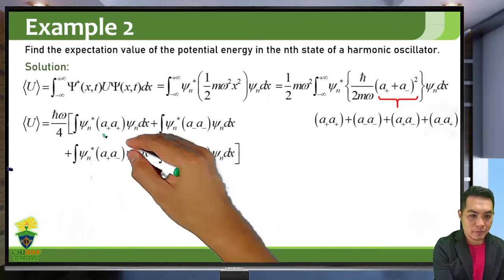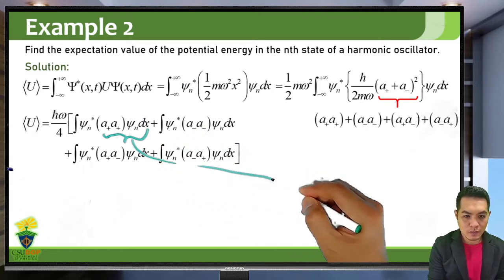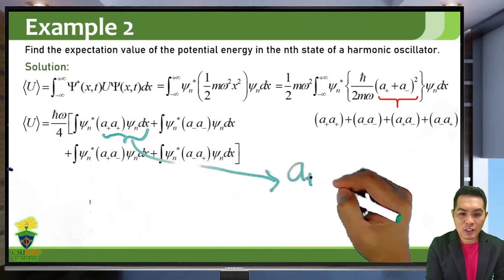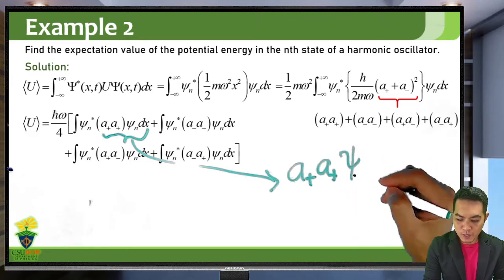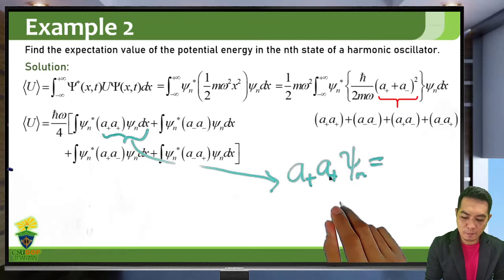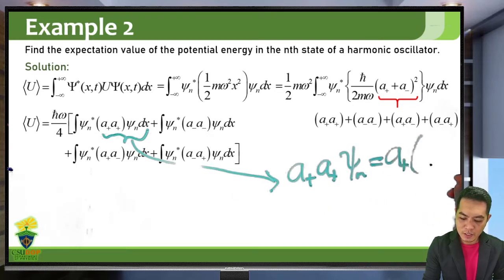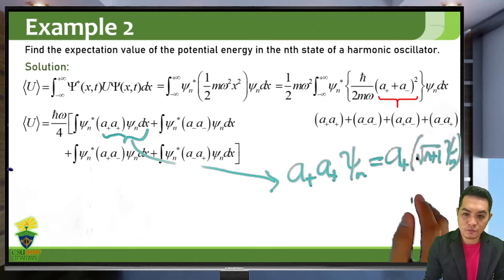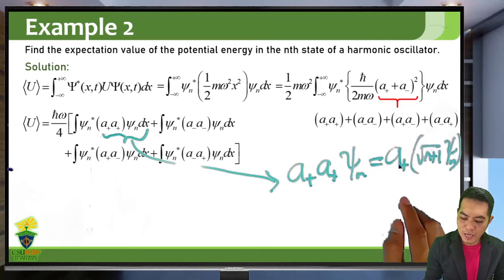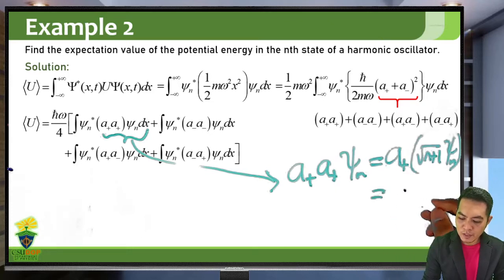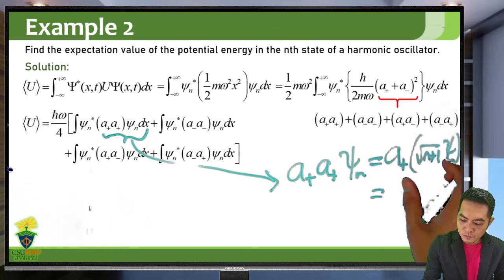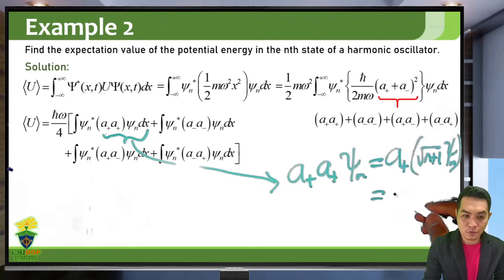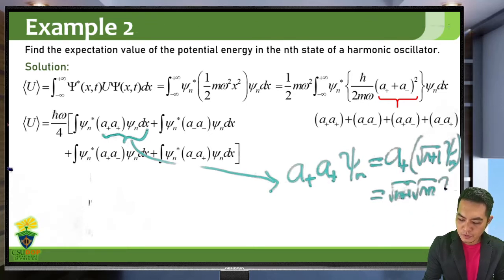So I'm going to do this again. Claro. You are actually applying the raising operator twice on psi n. So upon the first application, a plus acting on psi n, you will get square root of n plus 1 psi n. Then you factor out square root of n plus 1, then you act again a plus on psi n, and you will get another square root of n plus 2. So you will get square root of n plus 1, square root of n plus 2, psi n plus 2. This should be n plus 1.